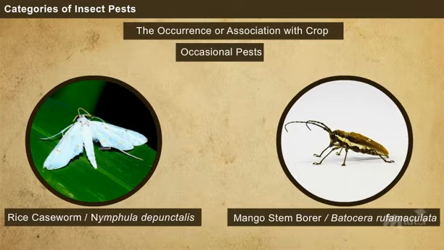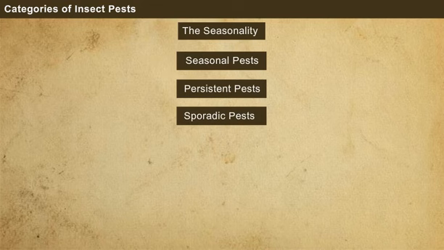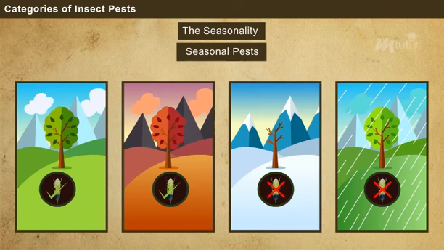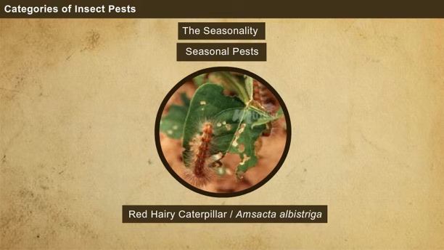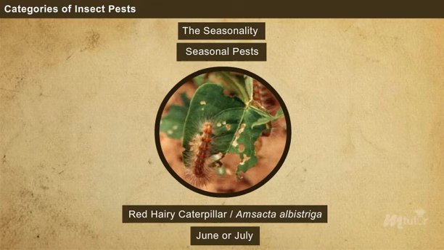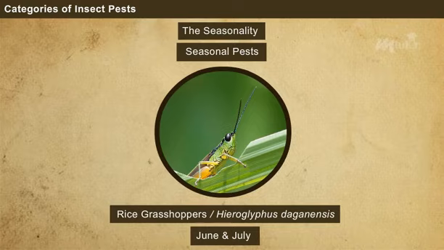On the basis of seasonality, insect pests are classified as seasonal pests, persistent pests, and sporadic pests. Seasonal pests. These are insects that appear at a particular season or a specific period in a year. For instance, red hairy caterpillars found on groundnut plants occur mostly in the month of June or July. Likewise, rice grasshoppers appear mostly between June and July.